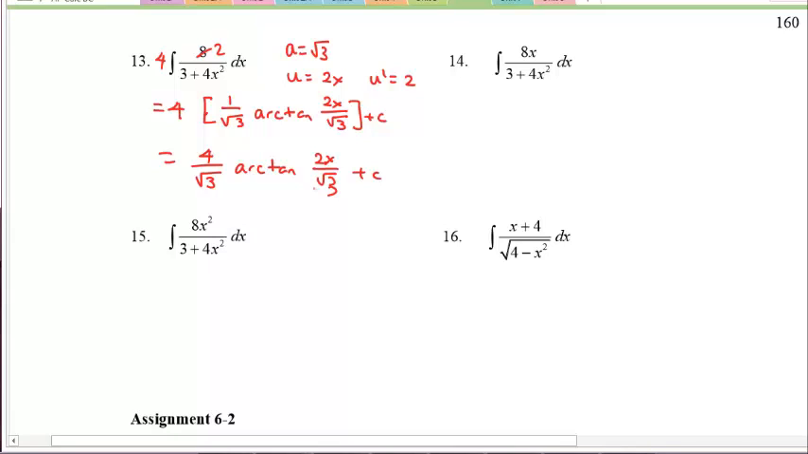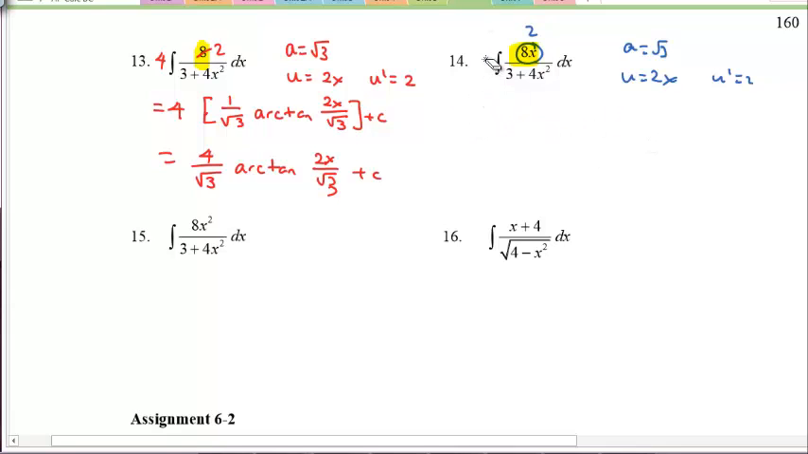Now, notice how the questions for 13, 14, and 15 are very similar. For 14, the only difference is that instead of 8, it's now 8x in the numerator. If you are blindly thinking, let's do the same thing, where a equals √3, u equals 2x, u prime equals 2, so let's make this a 2, which means I need a 4x on the outside. Sorry, can't do it that way, because you're really doing the integral of now not just a constant, this is a function. I can't just pull out the function.